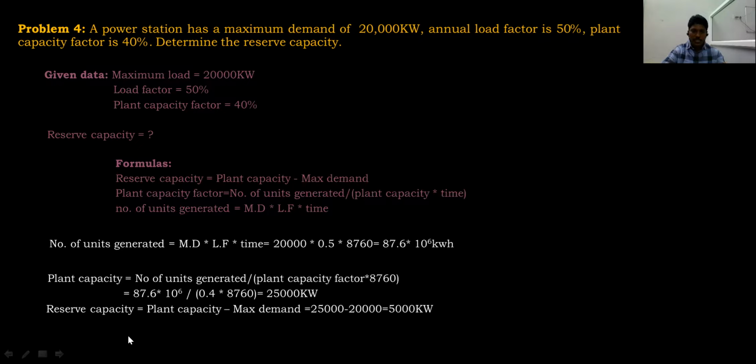Here reserve capacity is equal to plant capacity minus maximum demand, as I already told you. Plant capacity is 25,000 kilowatts and maximum demand is 20,000. So the plant has the capacity to generate 25,000 kilowatts, but it is operating at a maximum load of 20,000. So we have a reserve capacity of 5,000 kilowatts. That is called the reserve capacity of a power plant.